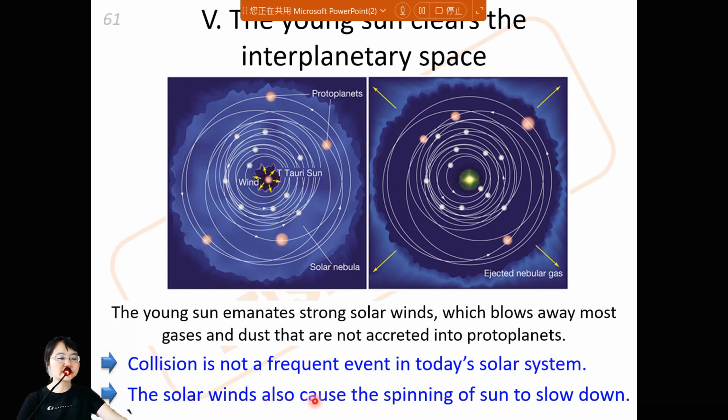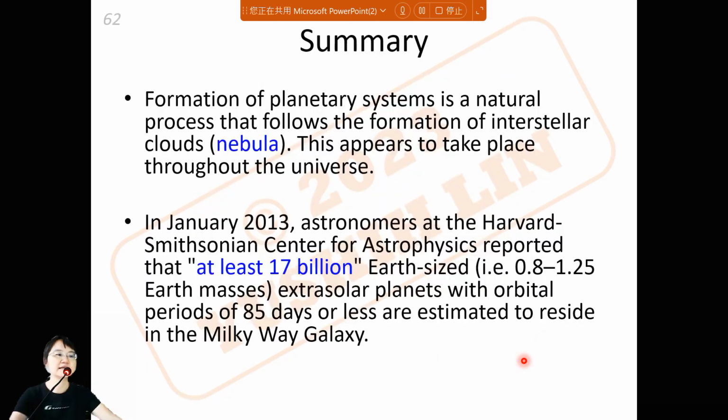And the solar winds also cause the spinning of the sun to slow down. Summary: formation of a planetary system is a natural process that follows the formation of interstellar clouds, nebula. This appears to take place throughout the universe. Therefore, whenever you see a star, it's very likely that it is accompanied by other planets.